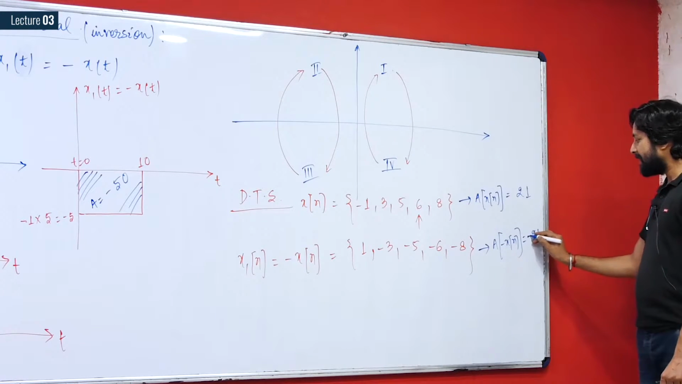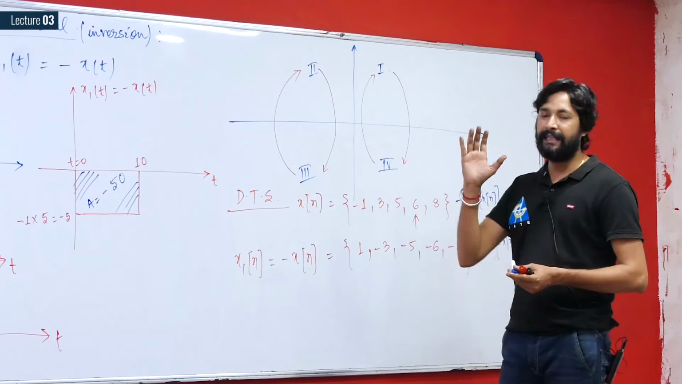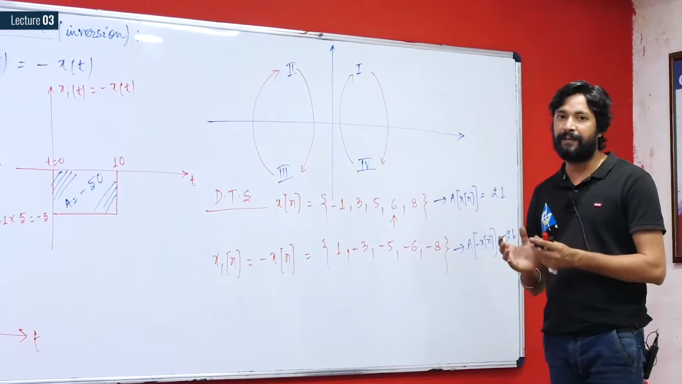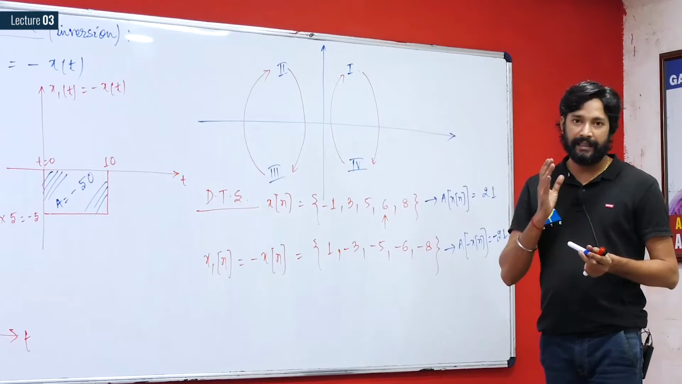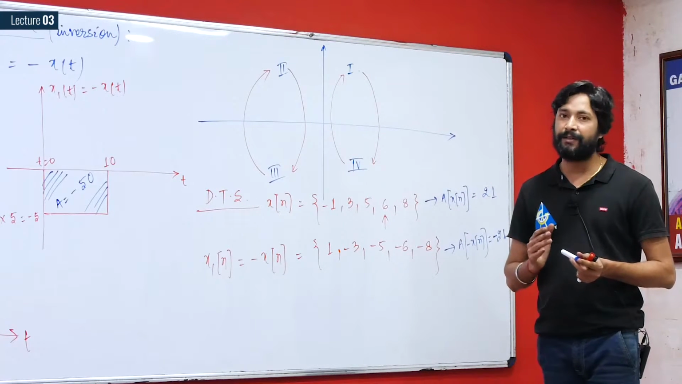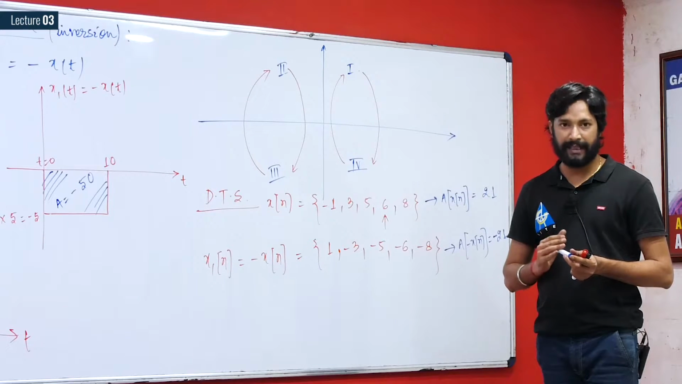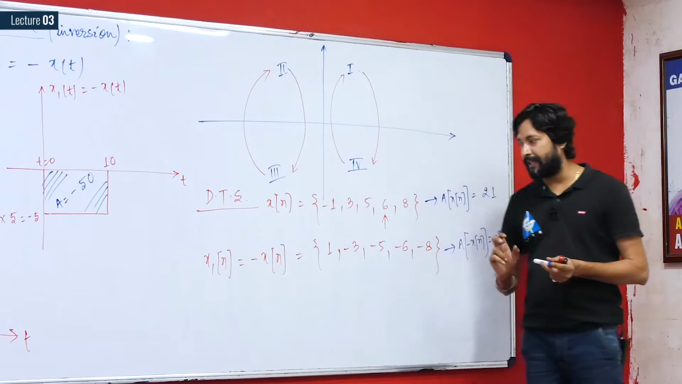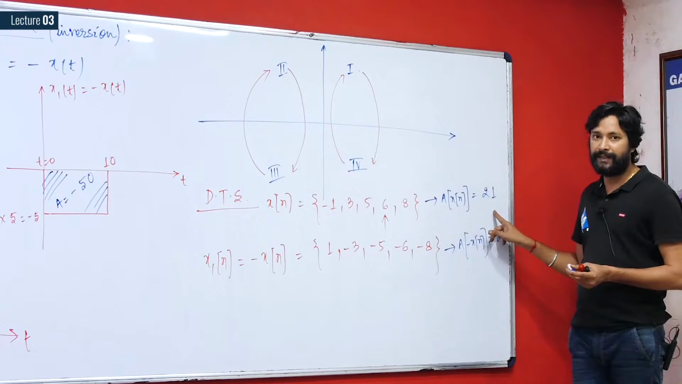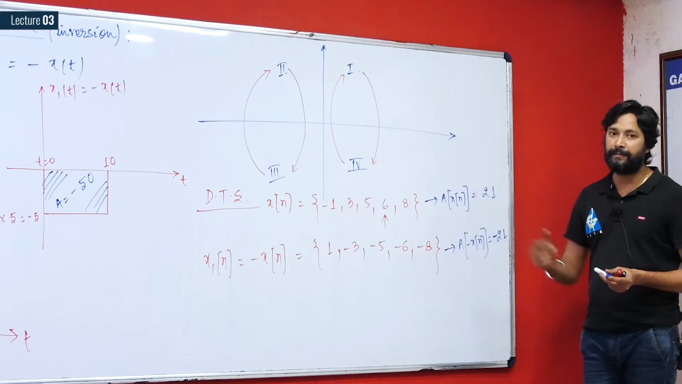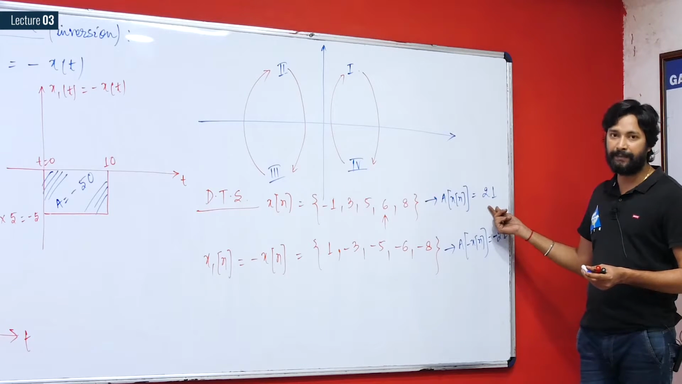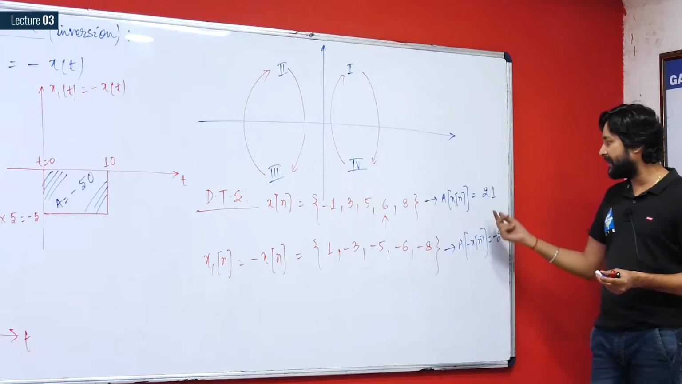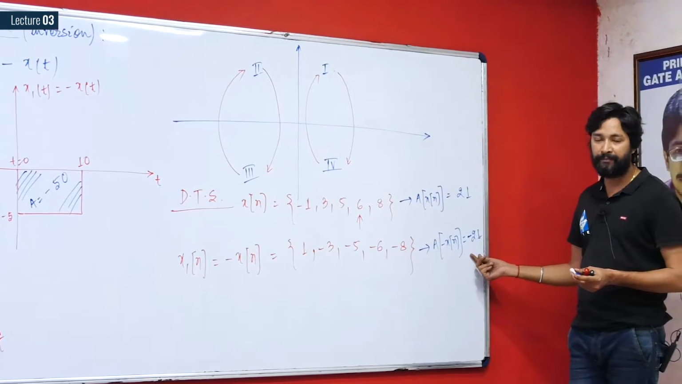Now, as we have discussed in the previous case, in case of amplitude scaling, if the area of x of t or x of n is A, then the area of k times x of t or k times x of n will be k into A. The similar process is here also. The scaling factor k is equal to minus 1. Therefore, if the area earlier was 21, then when we perform amplitude reversal, this area gets multiplied by that constant, that is minus 1, and therefore you are getting the value of area to be minus 21.